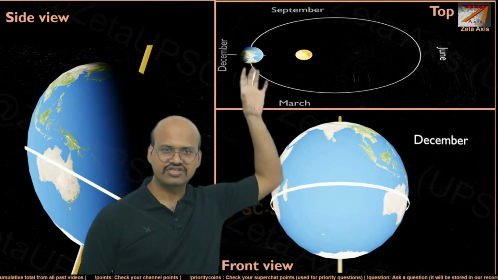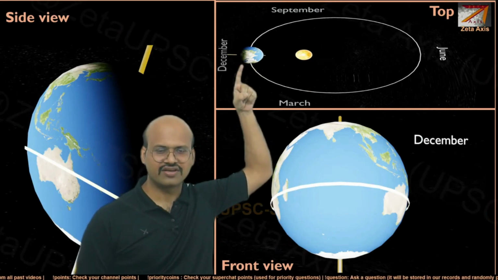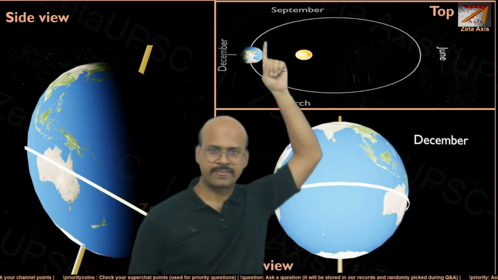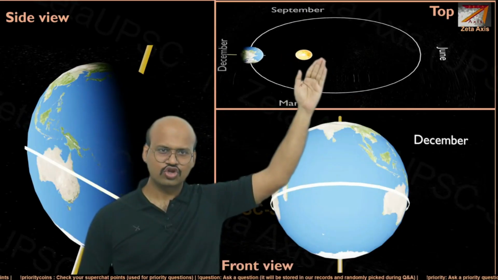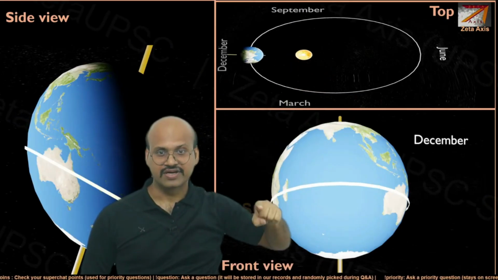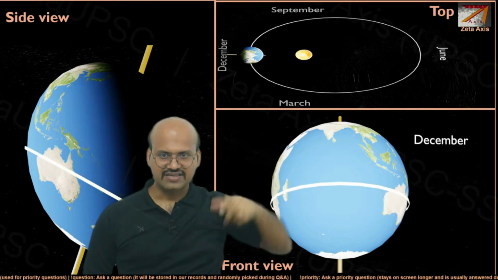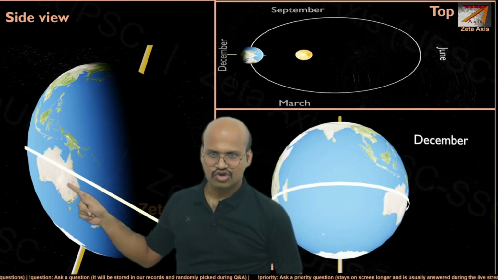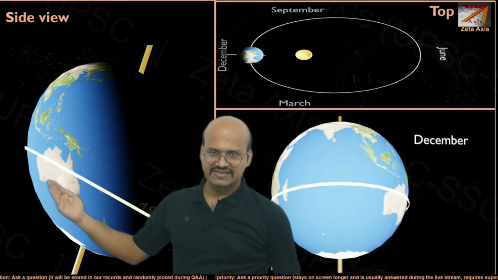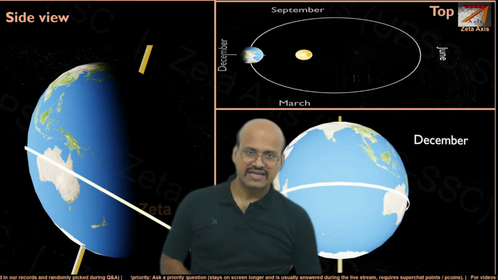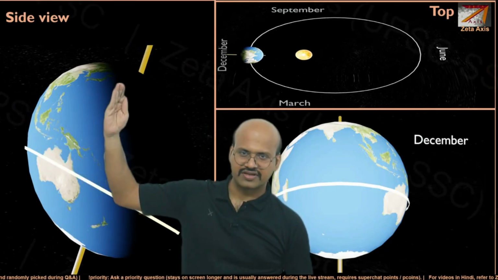And then here is the top view where we can see the location of our Earth in the orbit around the sun. So right now it is December, and Earth is closest to the sun. Yes, in December, Earth is closest to the sun. And at this time, the sun is located over the Tropic of Capricorn. That is why there is summer in the southern hemisphere, while the northern hemisphere is facing away from the sun and there is winter.